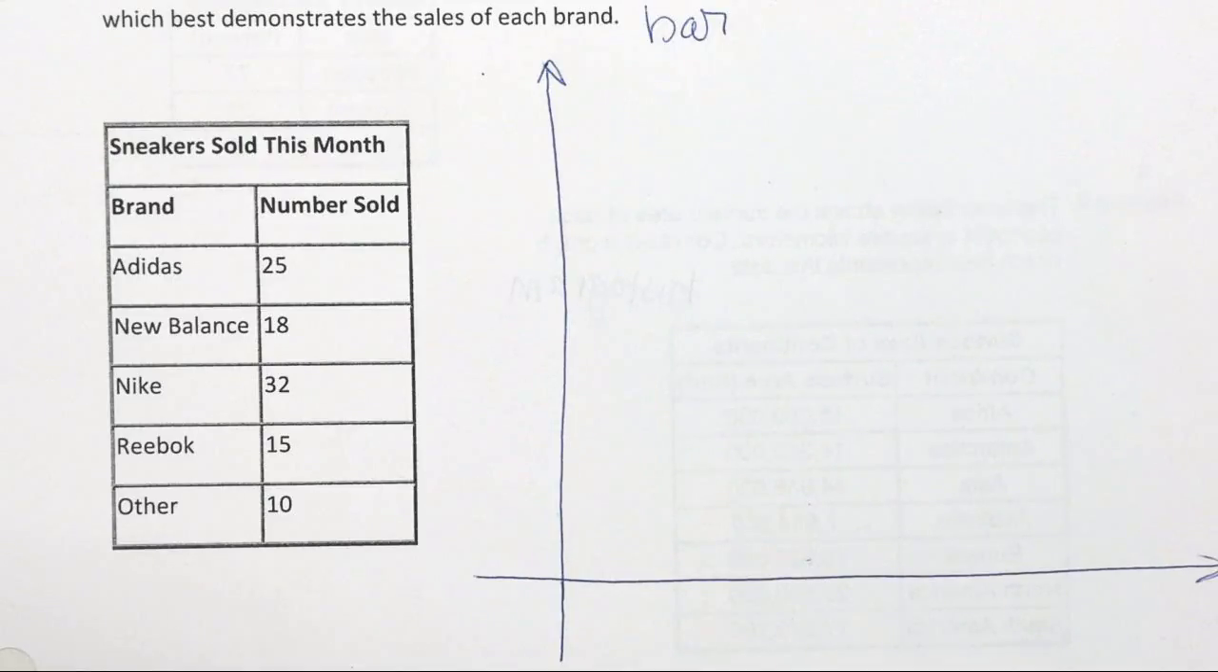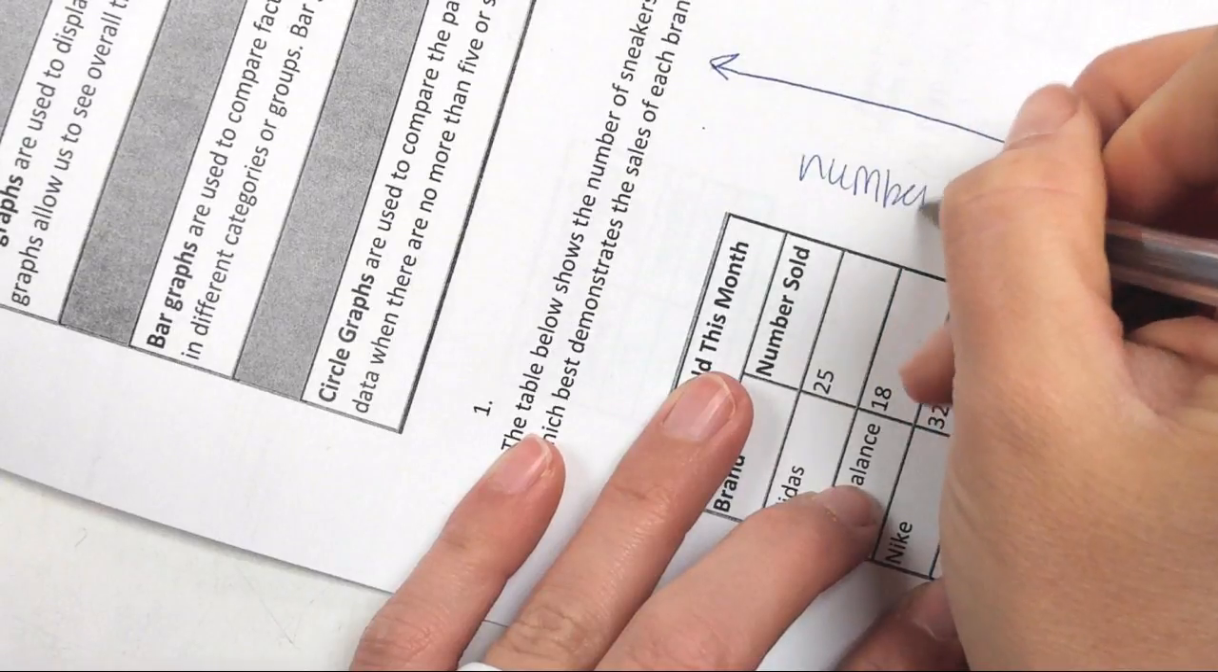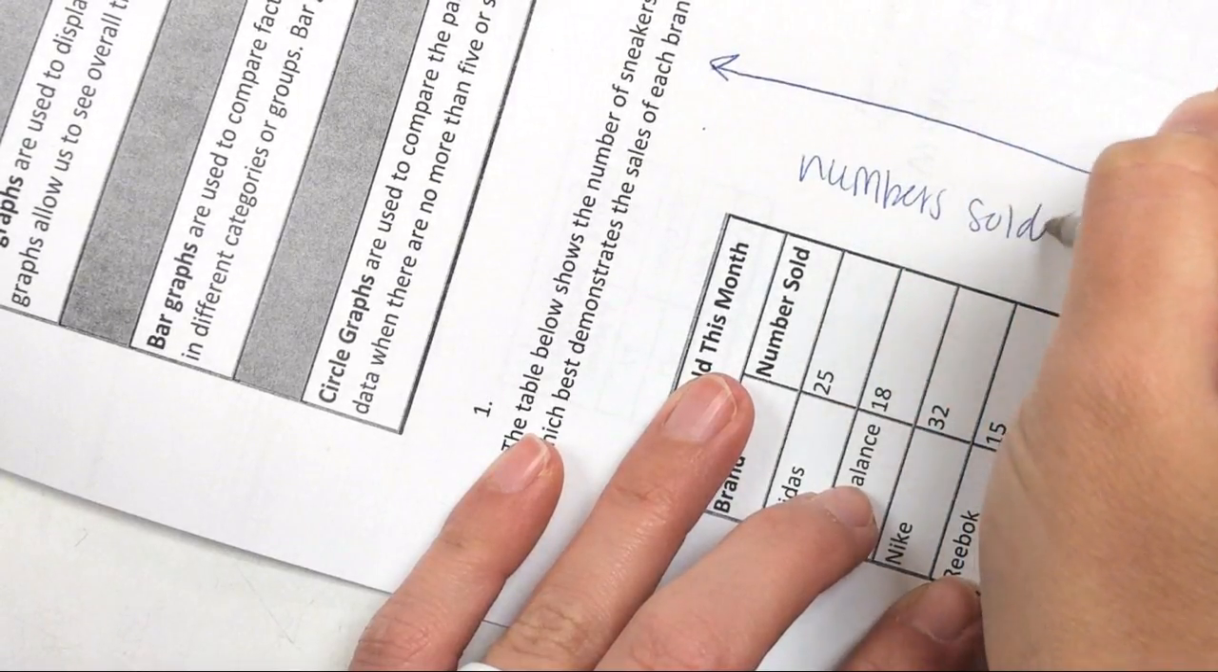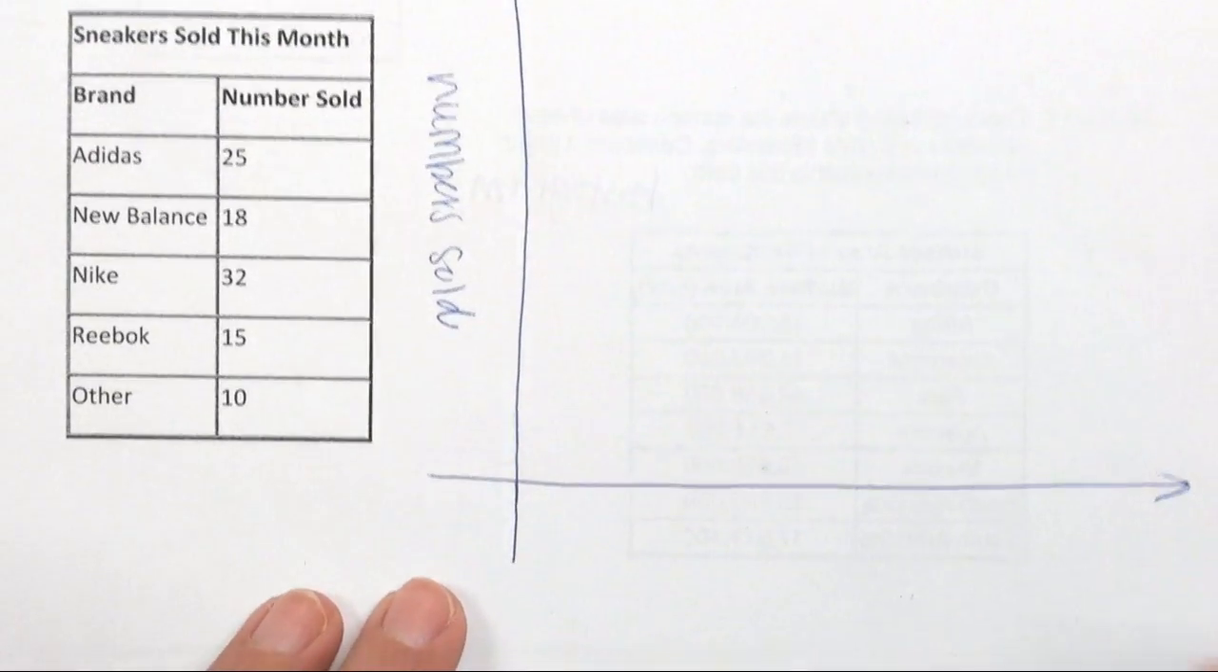Okay, what do you want to be our y-axis? So this section. The number. Number sold? Okay, so you'll need to write that on your y-axis. Number sold. Then what needs to be our x-axis? Brand. Brands.